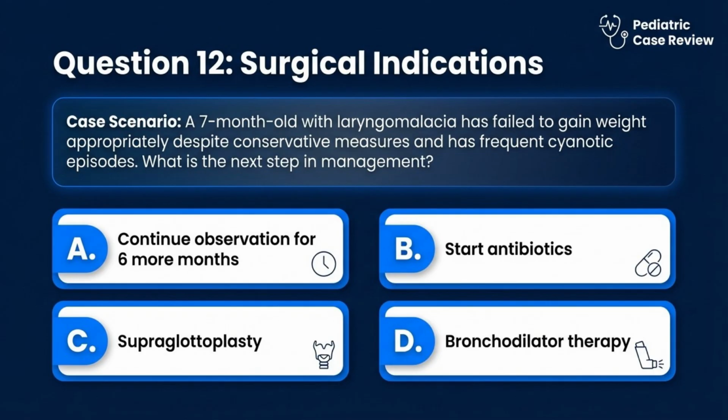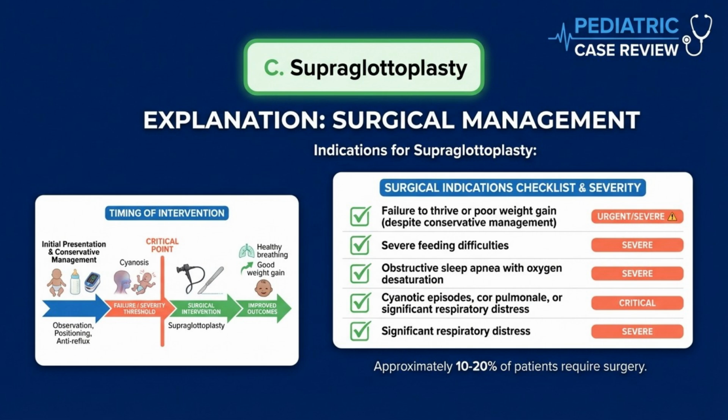A 7-month-old infant with laryngomalacia has failed to gain weight appropriately despite conservative measures and anti-reflux therapy. The child also has frequent cyanotic episodes. What is the next most appropriate step in management? Option 1, continue observation for 6 more months. Option 2, start antibiotics. Option 3, supraglottoplasty. Option 4, bronchodilator therapy. The correct answer is option 3, supraglottoplasty.